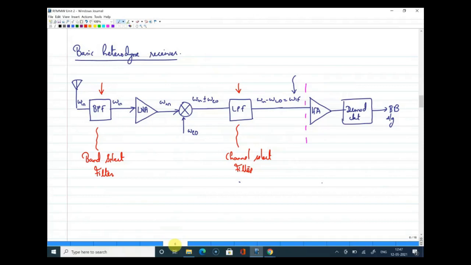Followed by that, we also saw the general architecture of a heterodyne receiver, where two filters are used in the structure: one at the front end as a band select filter in order to select the band, and later a channel select filter in order to select the channel at the output of the mixer, where you have both the sum and difference frequencies.